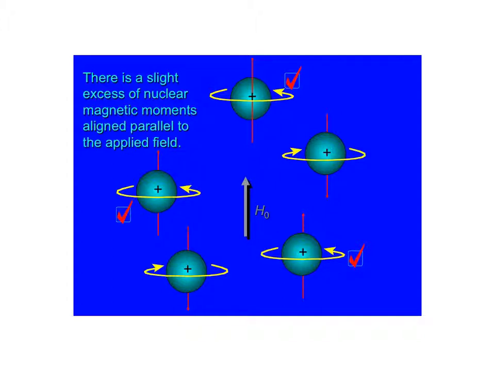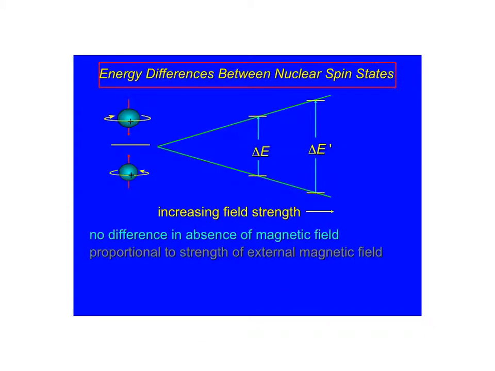Because of that, there's going to be a slight energy difference. Those that are going with it are going to be a little bit lower in energy because they're going down that magnetic stream, so to speak, whereas those going against it are going to be a little higher in energy. So this is what this is trying to depict.